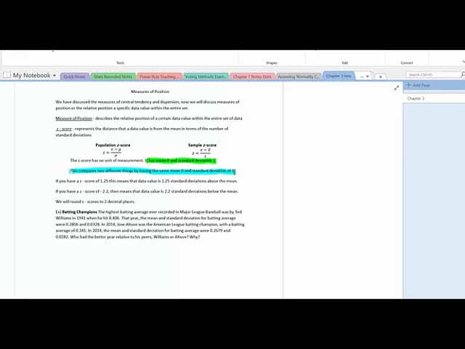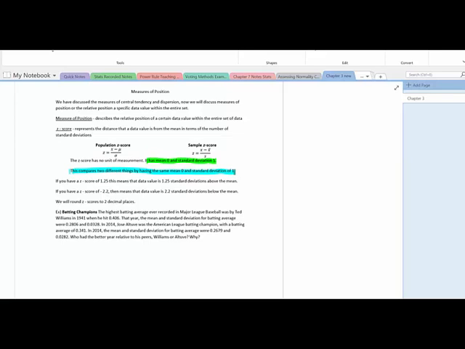So what does a z-score mean? If you have a z-score of 1.25, this means that the data value is 1.25 standard deviations above the mean. If you have a z-score of negative 2.2, this means that the data value is 2.2 standard deviations below the mean. Okay? And we will always round z-scores to 2 decimal places.